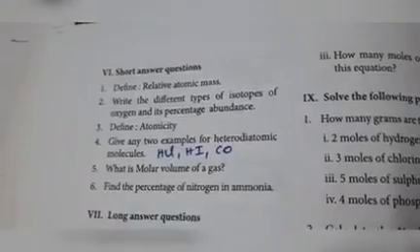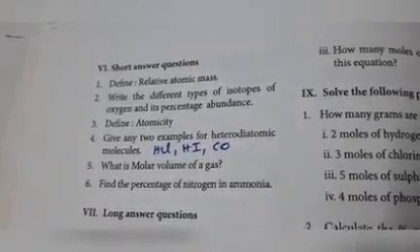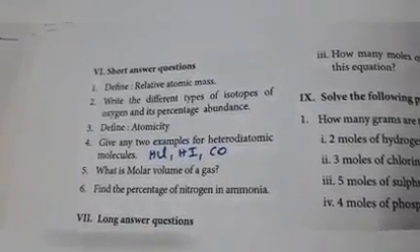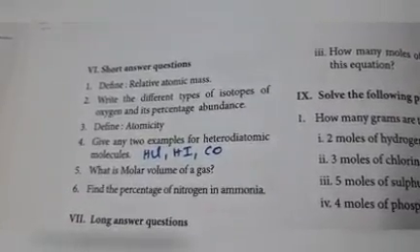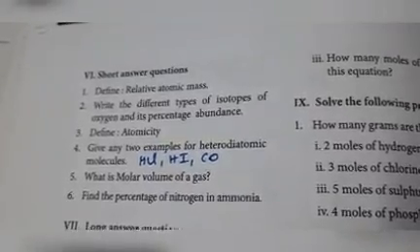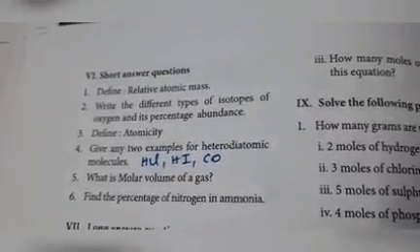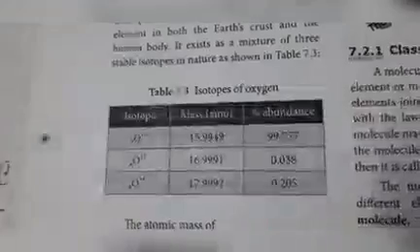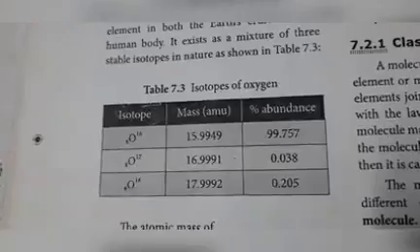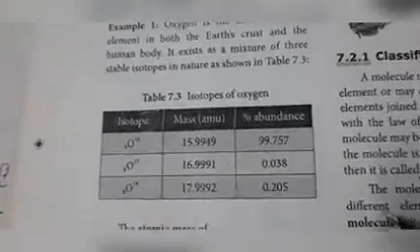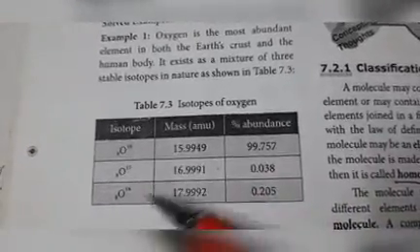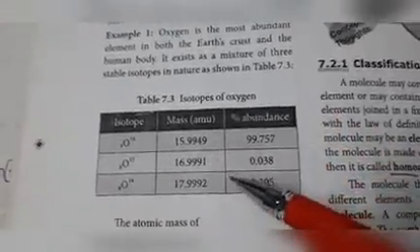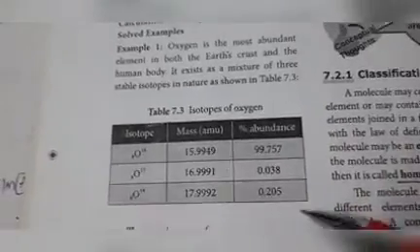See the second question. Write different types of isotopes of oxygen and their percentage abundance. For that question, you have to write this table only. So these are the percentage abundances. These are the three different isotopes and their masses.